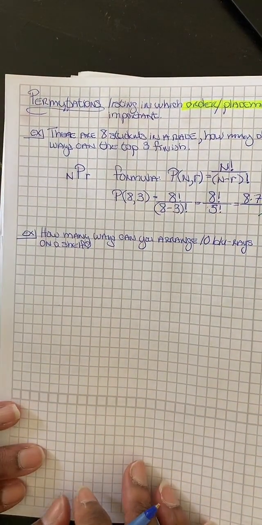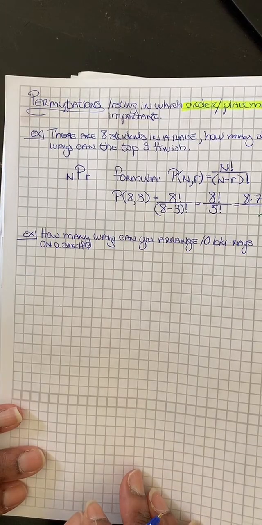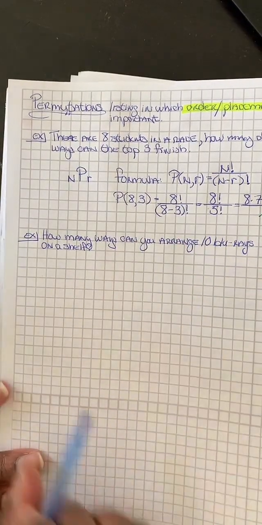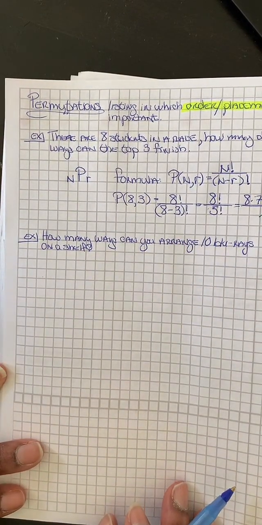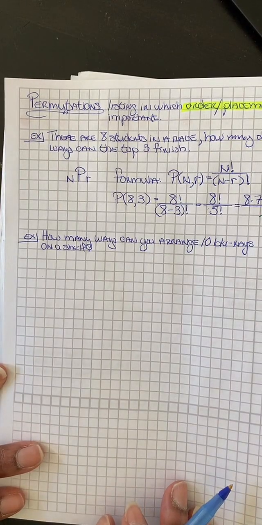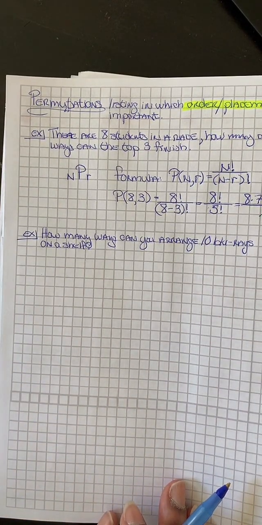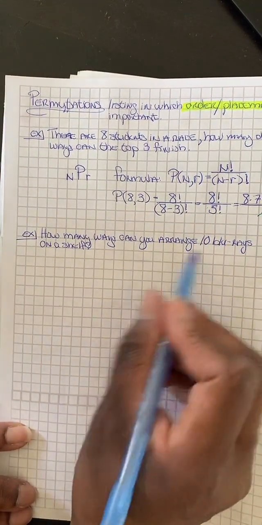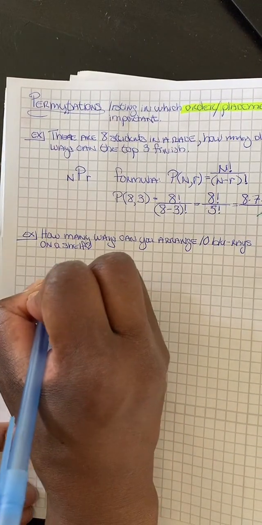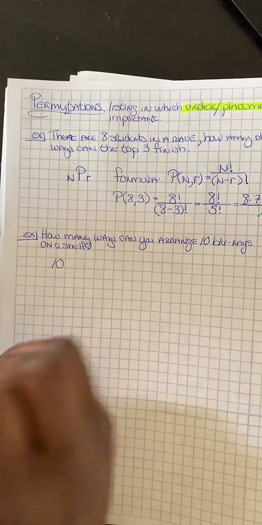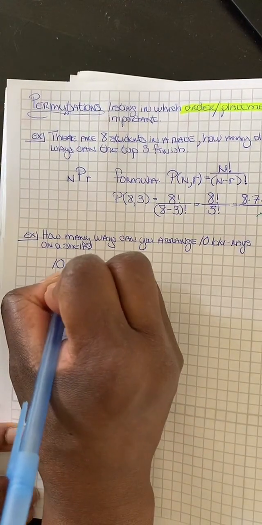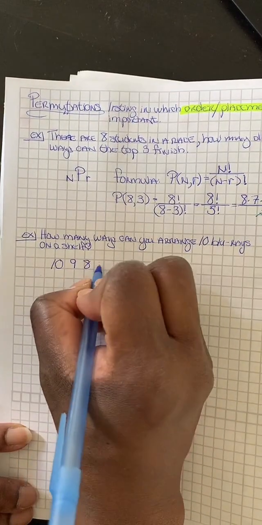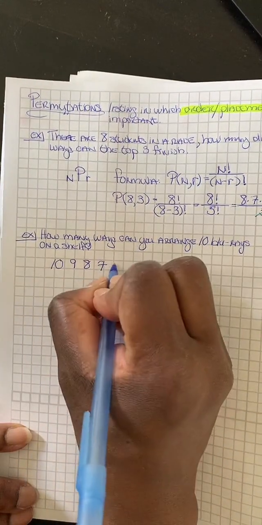So we can think of it one of two ways. How many ways can you arrange 10 Blu-rays on a shelf? It's not telling me to just dump them up there. We start off with 10 Blu-rays. If I put one Blu-ray on the shelf, now I got 9. If I put another one on the shelf, now I got 8 left. Another one, I got 7. Another one, I got 6.